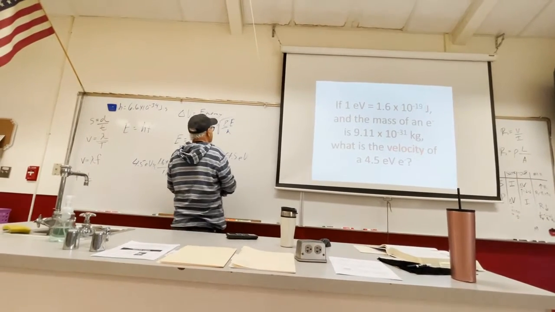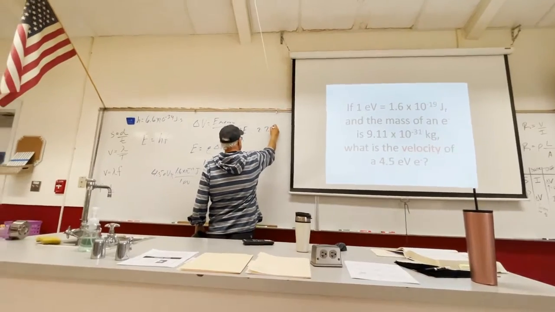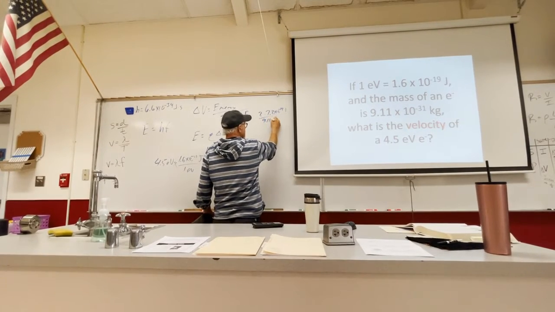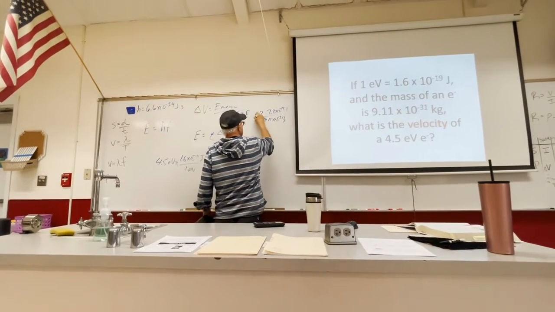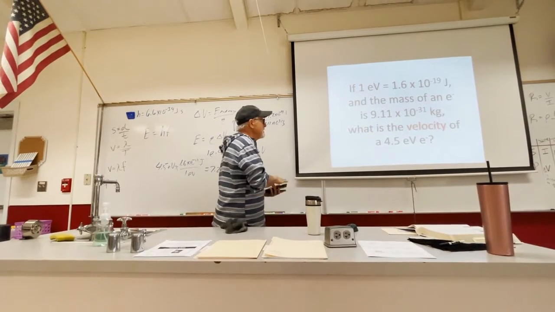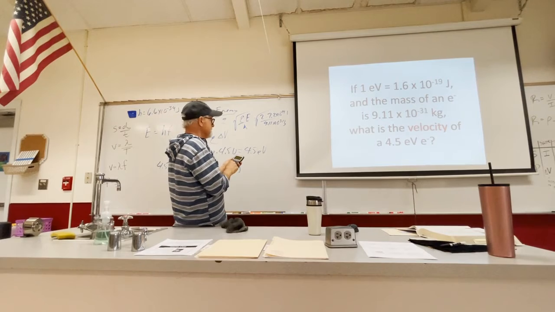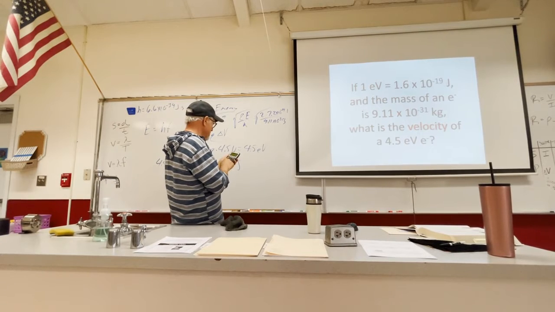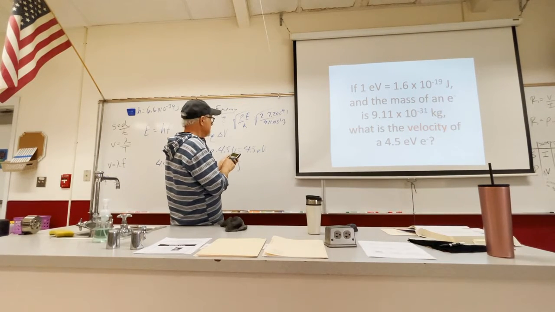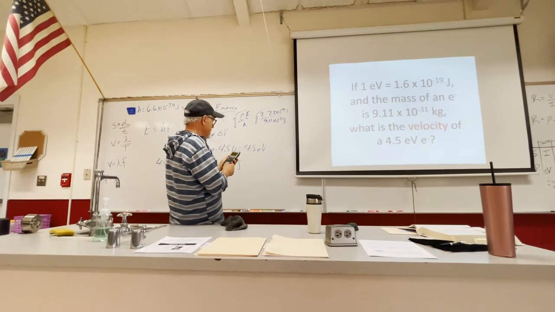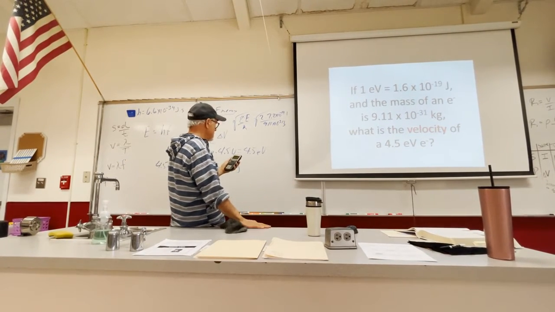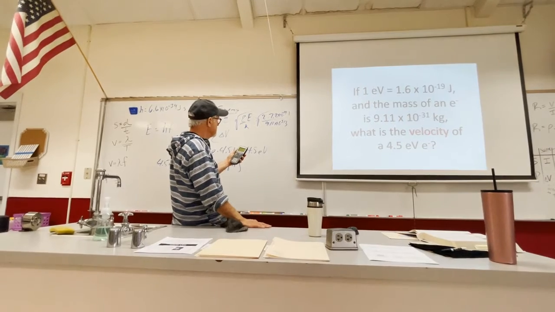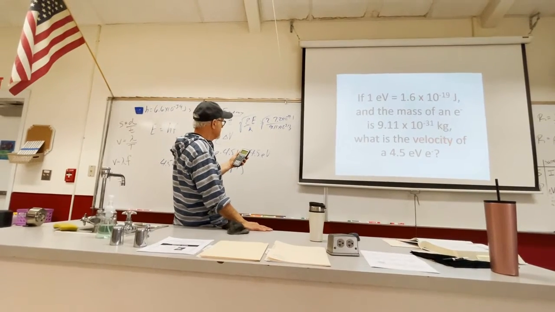So we do 2 times that number divided by the mass, which is 9.11 times 10 to the negative 31 kilograms. 7.2 times 10 to the negative 19 joules divided by 9.11 times 10 to the negative 31 kilograms, then the square root. This is going to be a small number. So it should be negative 19 minus 31 in terms of the exponents?